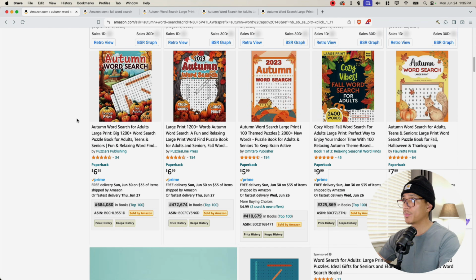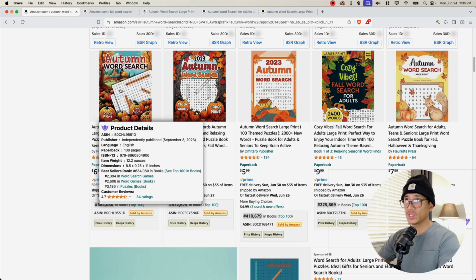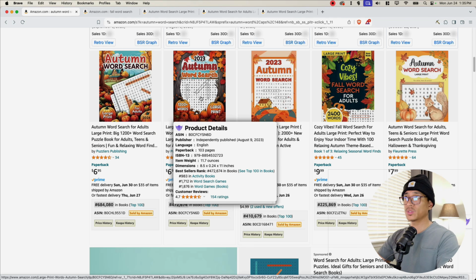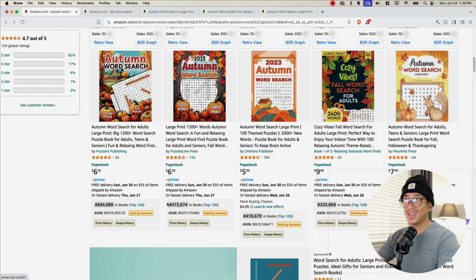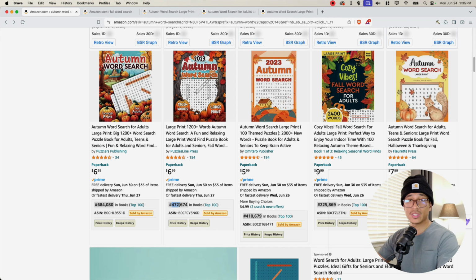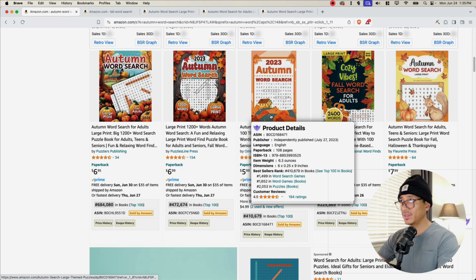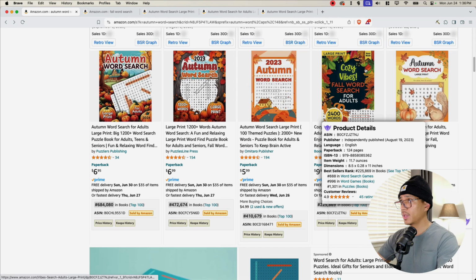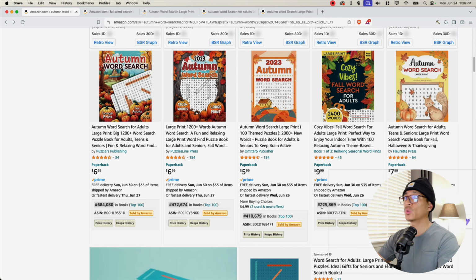But then you have a couple books right here. This autumn word search is ranking at 684,000. This book right here that was published in August of 2023 has a current rank of 472,000. So this book is still selling. And then you have this book that was published in 2023 that has a 410,000 ranking. And even better, this one right here has a ranking of 225,000.